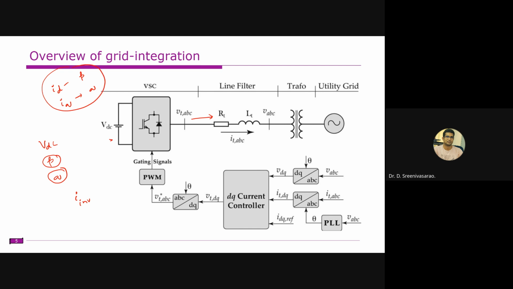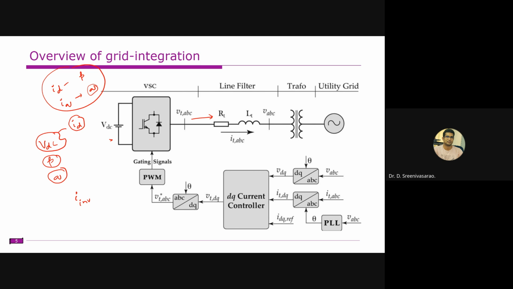And VDC regulates the DC link voltage, which is also similar to active power control. Therefore, this can be done by controlling the active power command. So the meaning is that ID can control the DC link voltage as well as the active power, whereas IQ can control the reactive power.